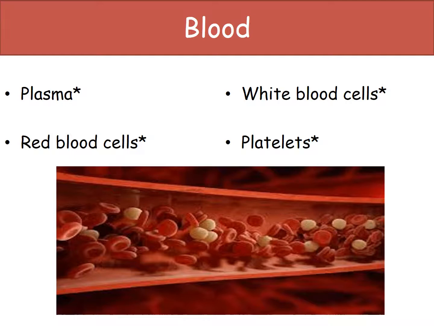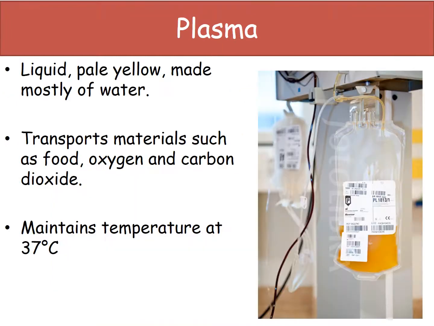Blood. What's in our blood? Blood is made up of 4 different parts or components. These are plasma, red blood cells, white blood cells, and platelets. I'm sure you've heard of some of these, but you may not be fully sure of what they mean. But don't worry, we're going to examine each one individually.